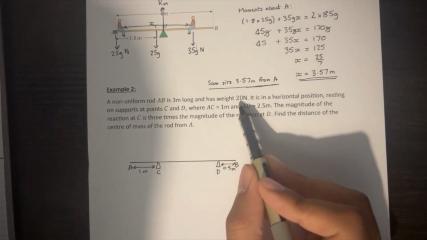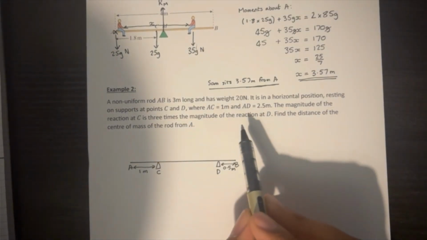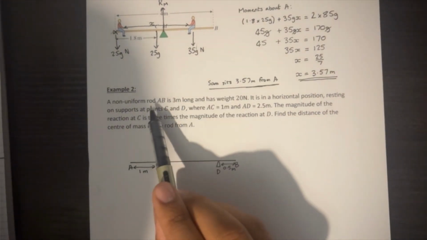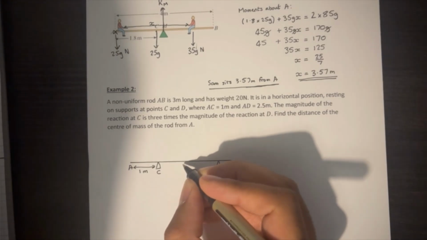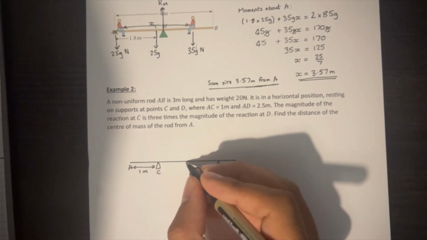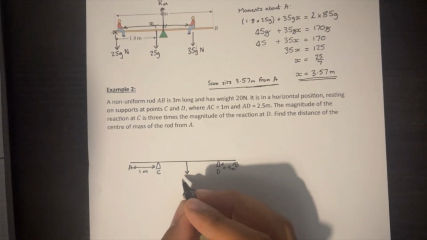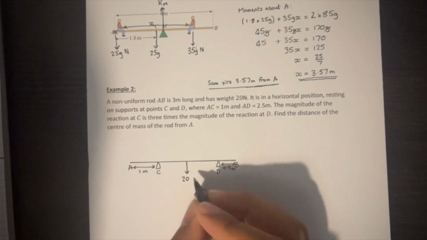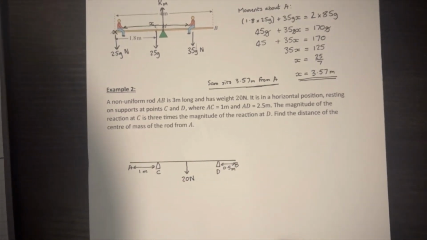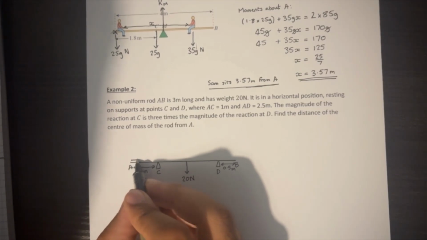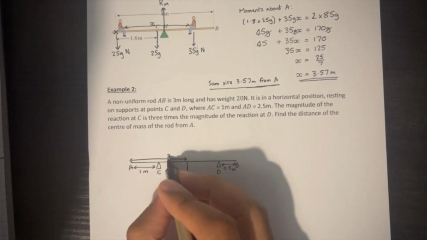Again, we were told the weight was 20 newtons, and we're told it's a non-uniform rod, so our weight isn't going to act directly in the center. It's going to act rather through the center of mass, which might not necessarily be the midpoint of the rod. So we'll draw that somewhere here, and the weight is 20 newtons. It was a weight we were given rather than a mass, and the distance from A is what we're trying to find there, so I'll call that distance x.